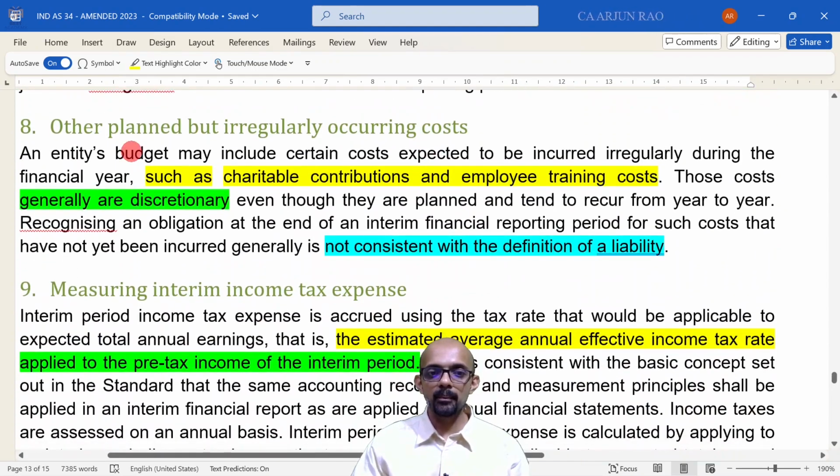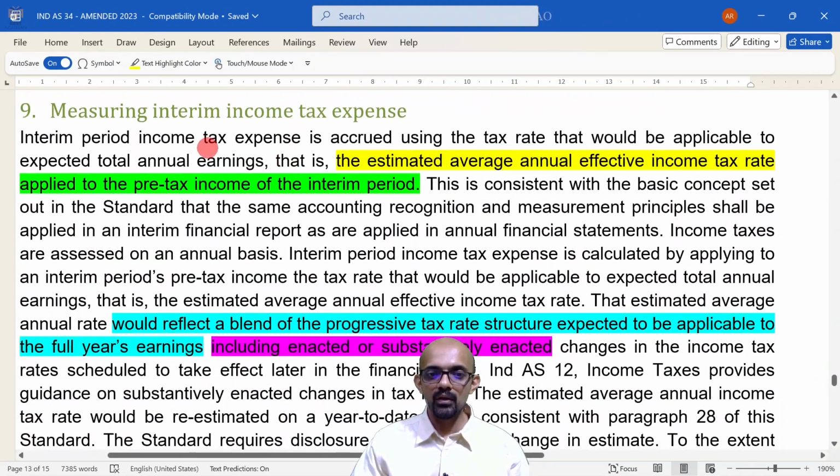Then planned costs like charitable contributions, training costs, these are all discretionary. We don't recognize expense or liability. So income tax expense, as we just discussed, we calculate the estimated average annual effective income tax rate applied to the pre-tax income of the interim period. So the rate is annual. If annually you are going to pay tax, even though in the interim you get a loss, you should apply that rate to the pre-tax income, which may be a loss also.